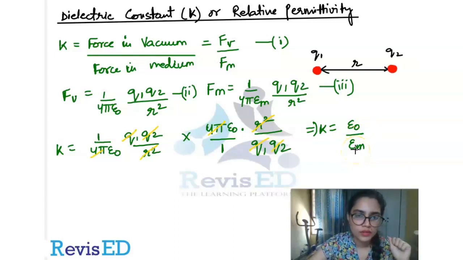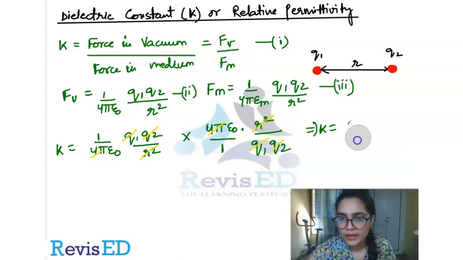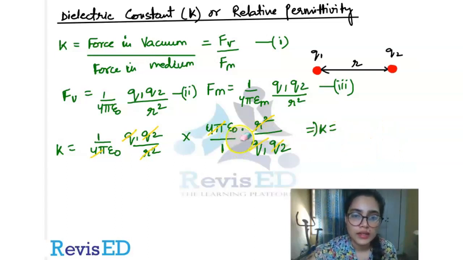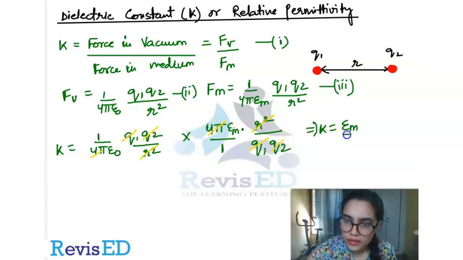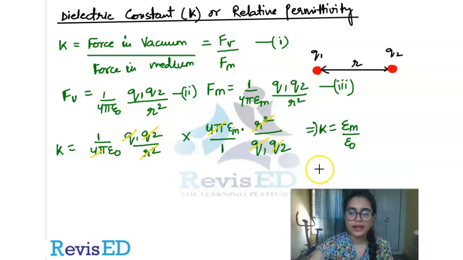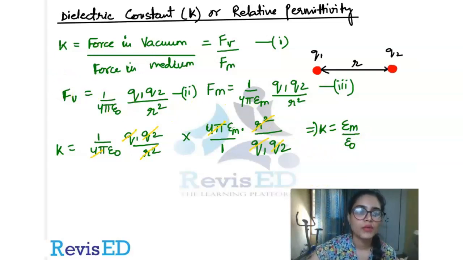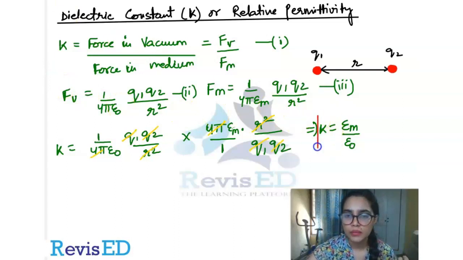But there is an error. You can see that we have written the epsilon in medium incorrectly, so let us just correct it. What you get is K equal to epsilon M by epsilon naught. This is the final derivation that we were supposed to derive, and this is known as your relative permittivity.